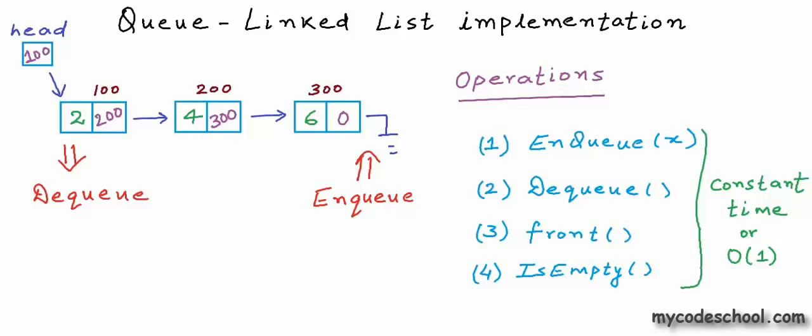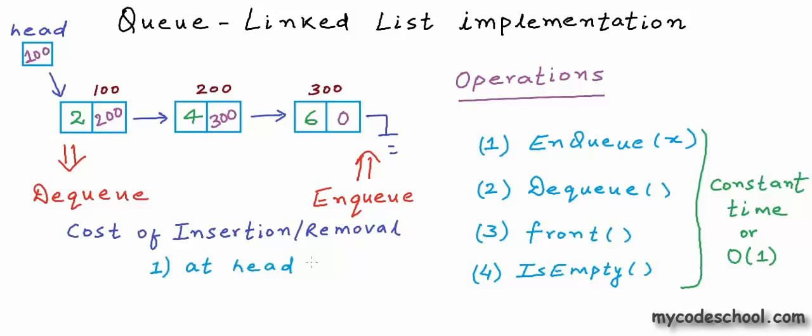Whatever side we are picking for whatever operation, we need to be taking care of one requirement, and the requirement is that these operations must take constant time, or in other words, their time complexity must be big O of 1. As we know from our previous lessons, the cost of insertion or removal from the head side is big O of 1, but the cost of insertion or removal from the tail side is big O of n. So here's the deal.